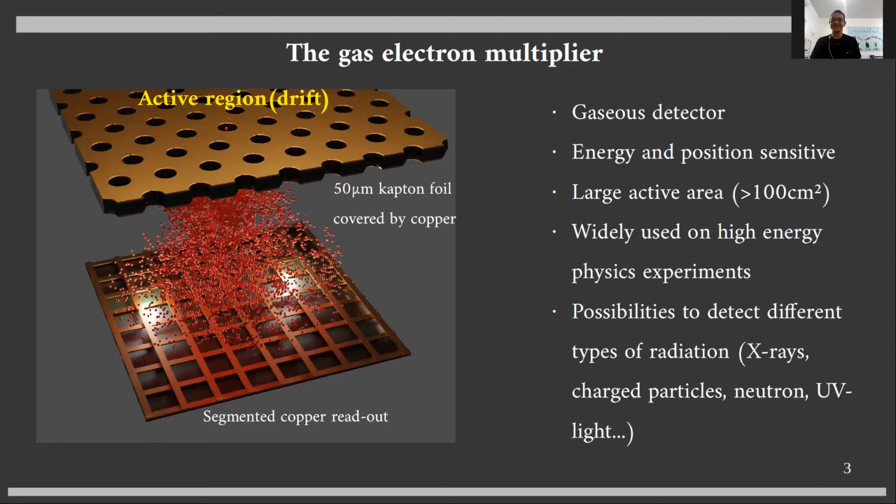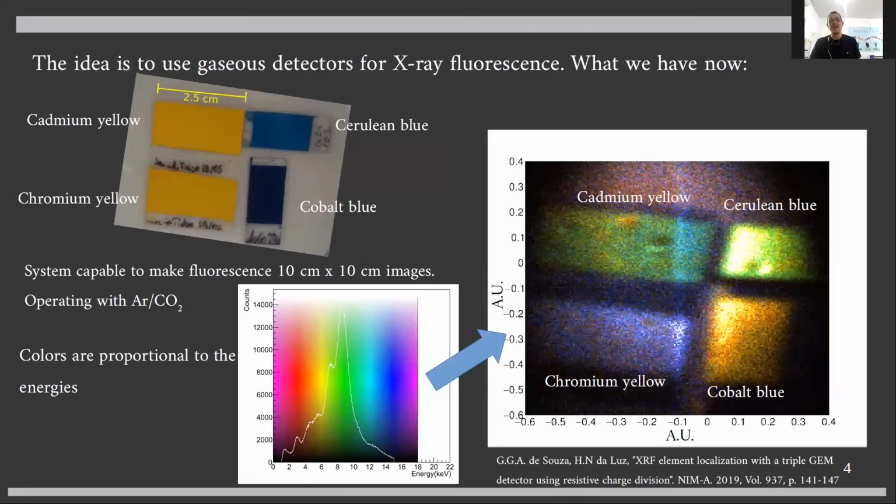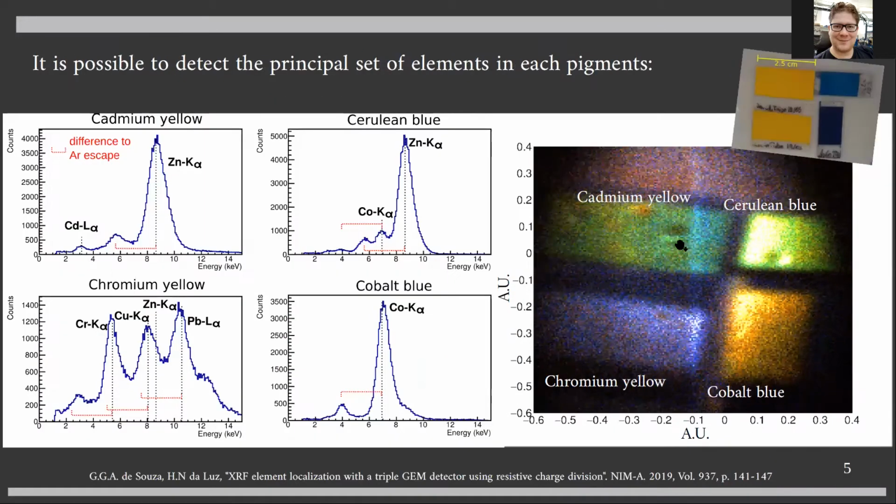So this type of detector is widely used in high energy physics experiments. It's mainly used on TPCs, but now we want to use these detectors also in low energy experiments too. So here is just one example of the things that we can do. Here are four different color pigments that we study. And here we can see the reconstruction image of these four pigments. The colors here are somehow proportional to the energies of the fluorescence of these elements that compose the samples. And here we can see a more detailed view of the energy spectrum for each one of these pigments.